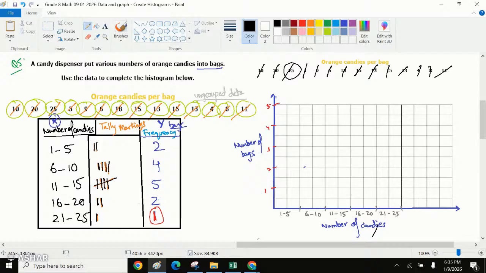Since there was only one bag with candies within the range of 21 to 25, this was the only bag. That means it has a frequency of 1 only, right? Do we agree, Harneet? Do you understand how you found the 1? Because in the range from 21 to 25 there was a single number, right? Are we on the same page?